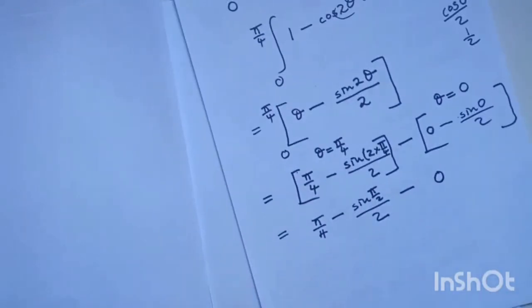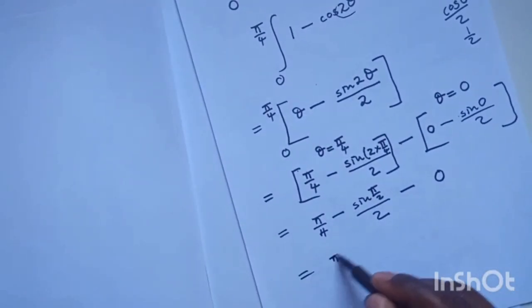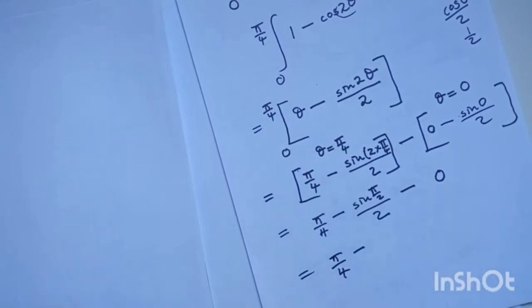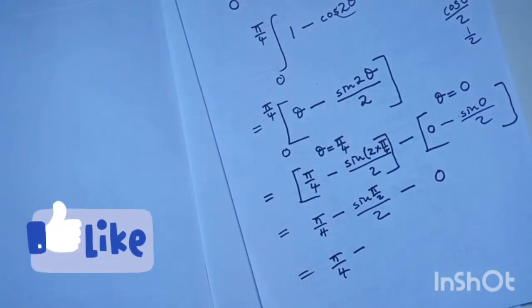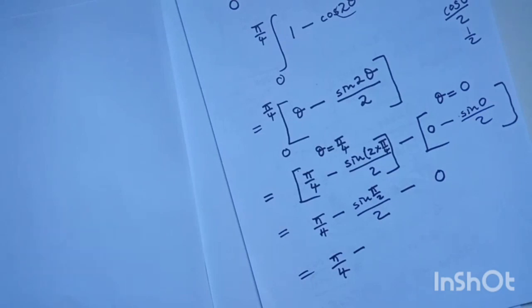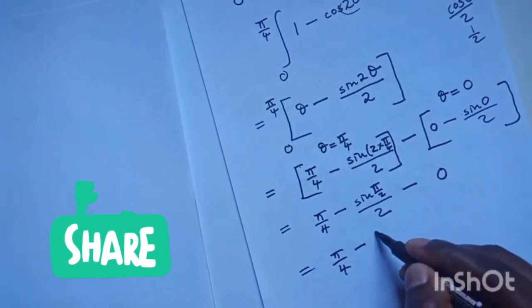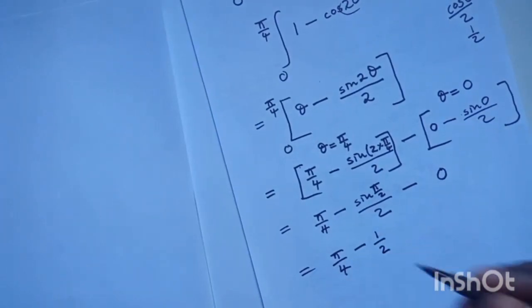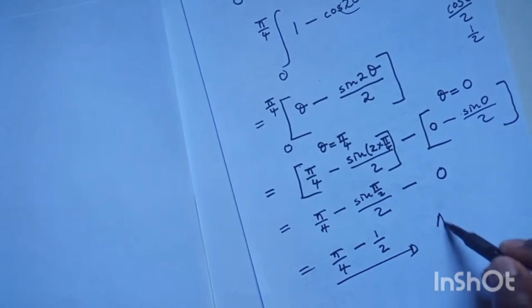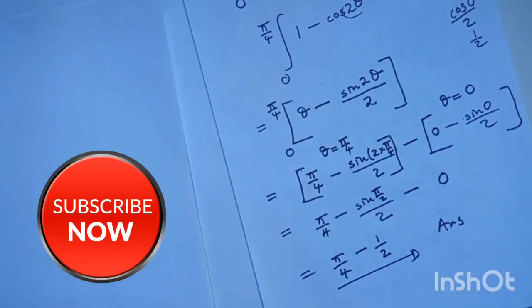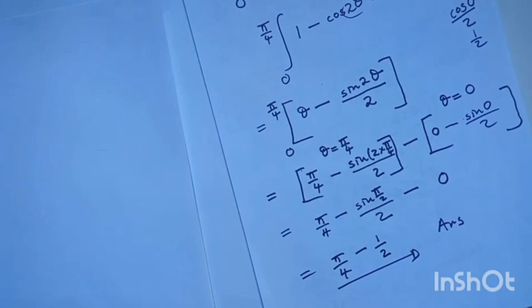Right. So, pi over 4 minus, so sine pi over 2 is 1. You can punch it in your calculator, but make sure when using your calculator, it is in radians, not in degree mode. Whenever you do integration by substitution involving trig ratios, make sure your calculator is in radians. So sine pi over 2 gives you 1 over 2, and this is your final answer. So this is how you integrate this type of question.